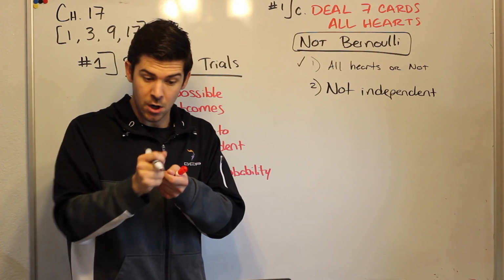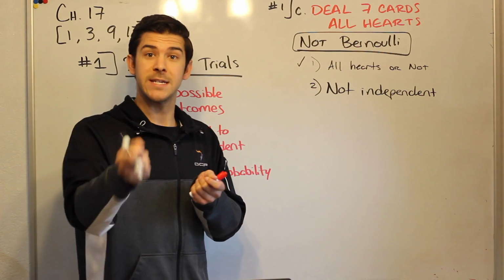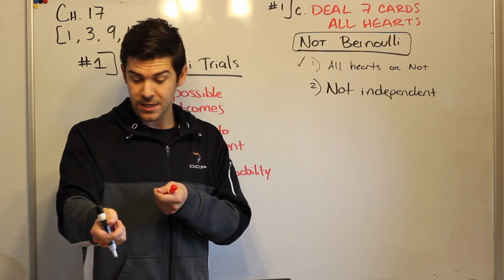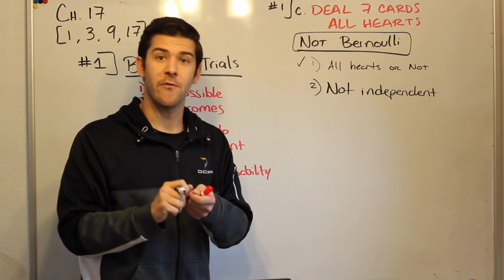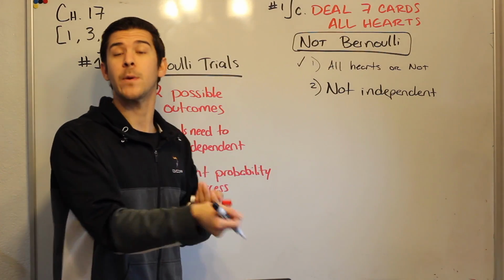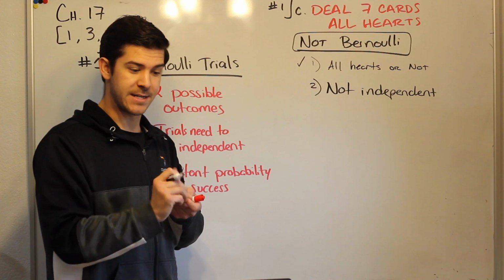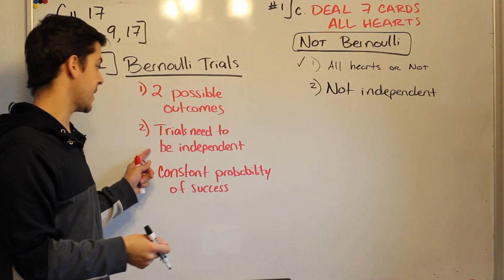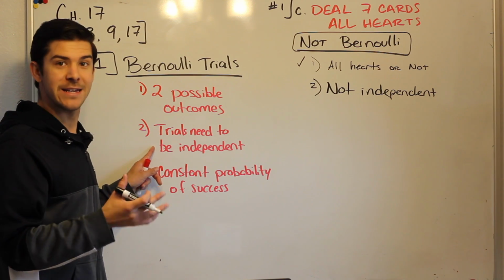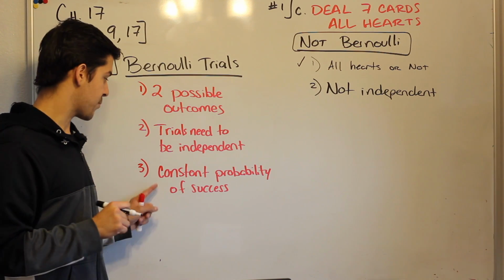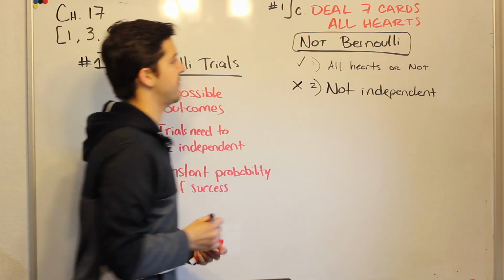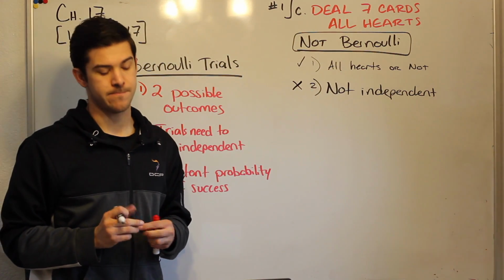because when we deal cards, we don't deal a card and then put it back into the deck and then deal it again. We're dealing a card and we're leaving it out. So if I deal a heart, the odds of me getting a heart the next time is going to change. Every time I deal a card, the probability is going to be different. While independent if we replace, the probabilities are not constant. Therefore, independence cannot be satisfied. It is not a Bernoulli trial.